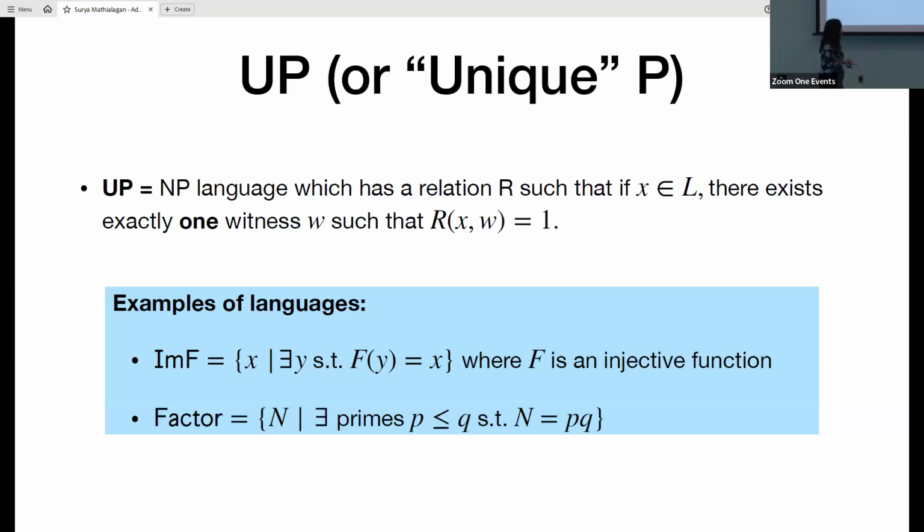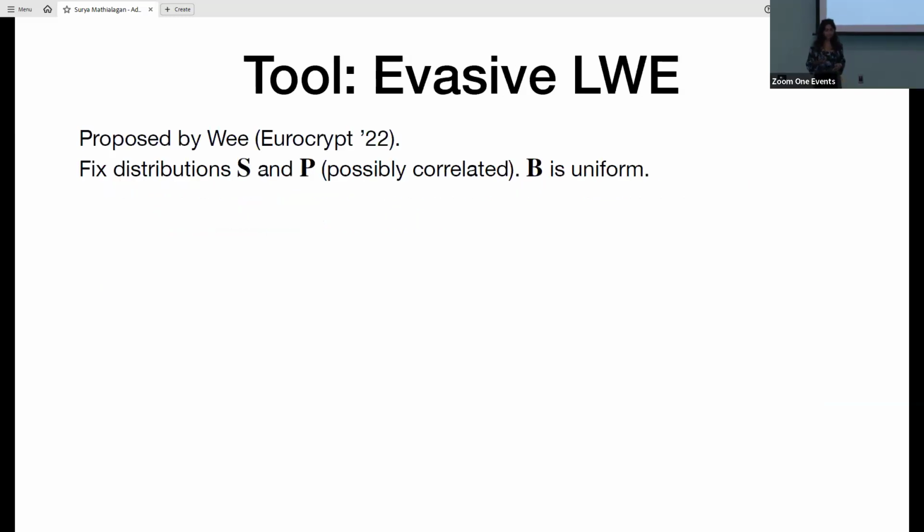Another example is factoring. So just by the fact that factorizations are unique, you can define a language where N is in the language if it's exactly a product of two distinct primes, or two primes. So these are two examples of UP languages. So our work captures SNARKs for these languages. And now the main tool that we use is evasive LWE.